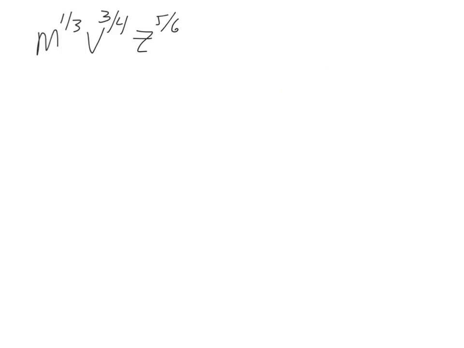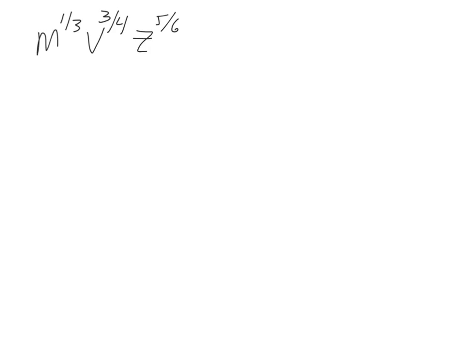Alright, so this is the last type of problem here. So we have m to the 1/3, v to the 3/4, and z to the 5/6. In order to simplify this, we need to get all of those fractions with a common denominator. Once again, you've done this way back when to find a common denominator. So our common denominator for 3, 4, and 6 would be 12.